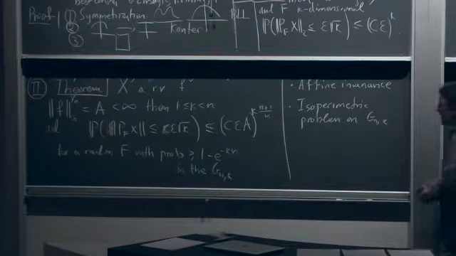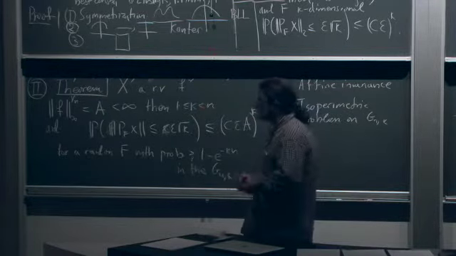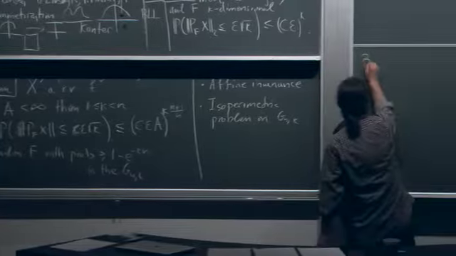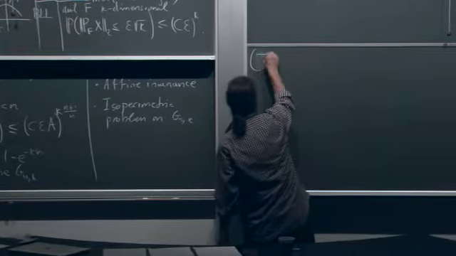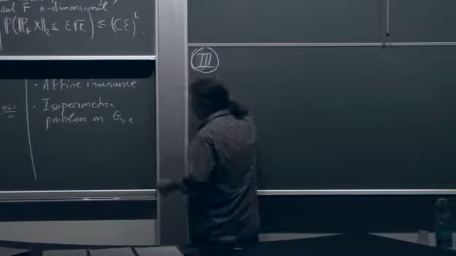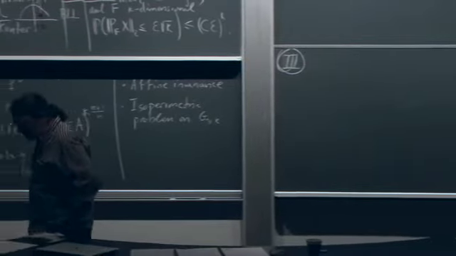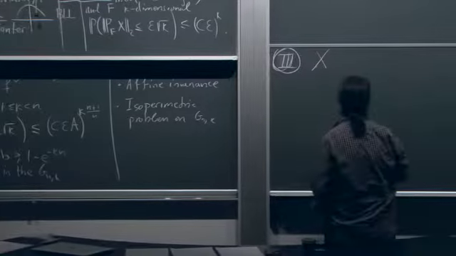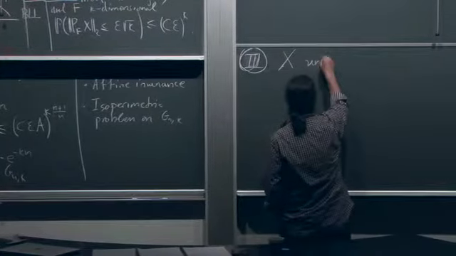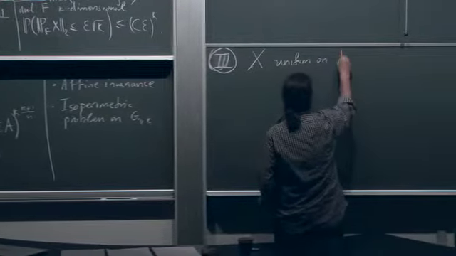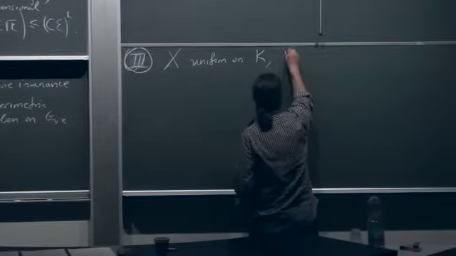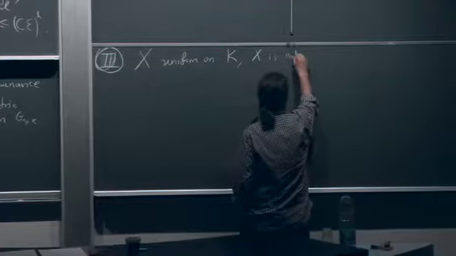So this says that small ball probabilities are there. It is just very difficult to miss them. So that's my number two. Let me go to my number three. So now let me go back to X, again uniform on some convex body K. And again, I will assume that X is isotropic.